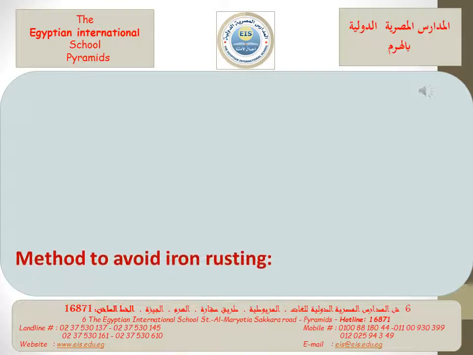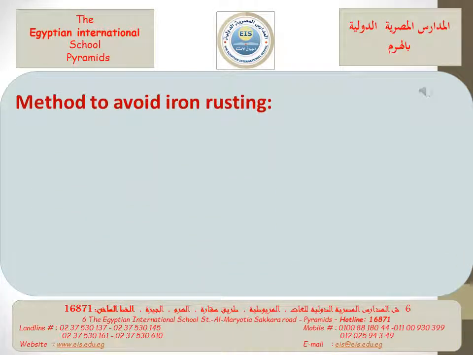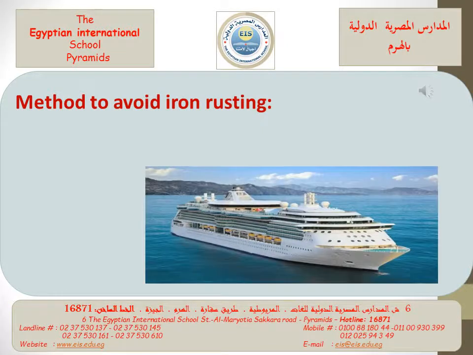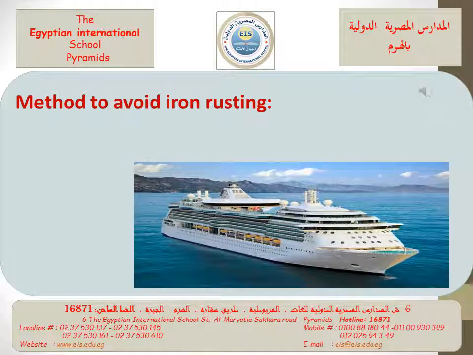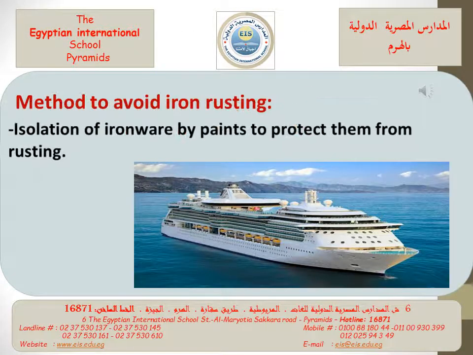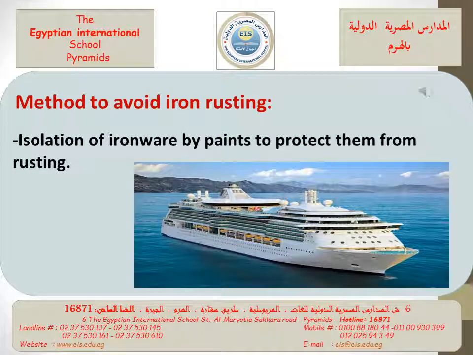So what is the method to avoid iron rusting? Because as you know, iron rusting occurs due to the reaction of iron and oxygen which is always found in the air. So how can I avoid that? I can avoid iron rusting by isolation of ironware by paints to protect them from rusting. يعني بعزل ironware by painting them عن طريق ان انا ادهنهم to protect them from rusting علشان يحميهم من الصدى.